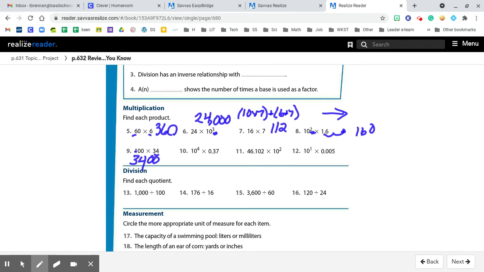Number 10, when we multiply by an exponent, we're going to move the decimal to the right. And the exponent tells us how many places. So 1, 2, 3, 4. In this case, we're going to have to annex 2 zeros.